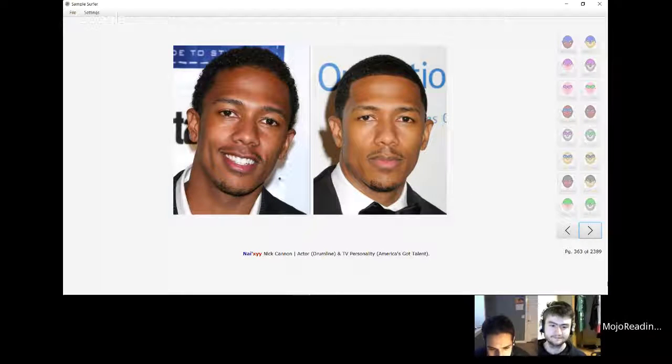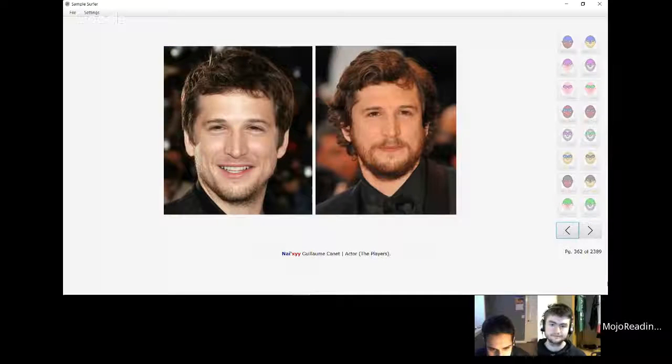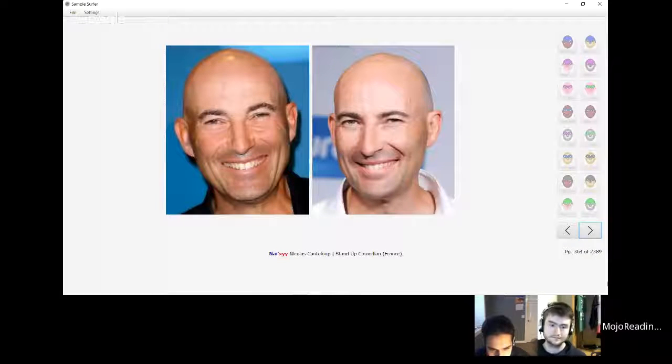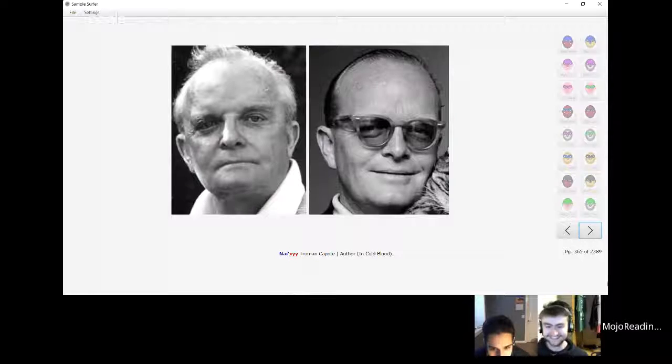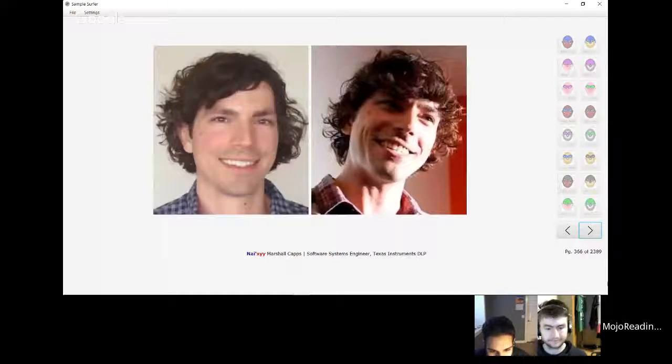Naiji Nick Cannon. He was Marion Cotillard's partner. I see. Naiji Nicholas Cantaloupe. Ode to Fruit. Makes it easier to pronounce. So Najee Truman Capote. Naiji Marshall Caps.